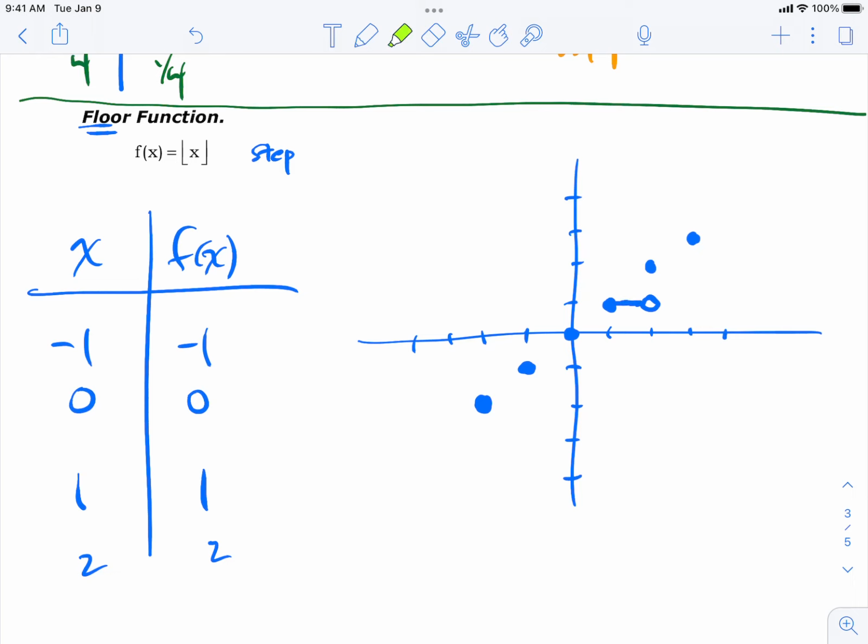Why do you need an open circle? Because when you plug in x equals 1, you get 1. And when you plug in x equals 2, you're supposed to jump up to 2. But for anything in between 1 and 2, you're supposed to get out 1. That's worth writing down. For x between, and by between I mean not including, but between 1 and 2, the output is 1. It's like you've rounded down.